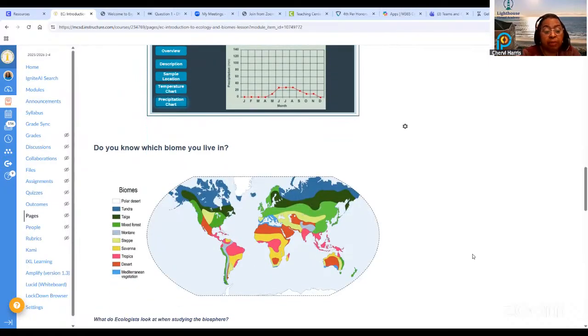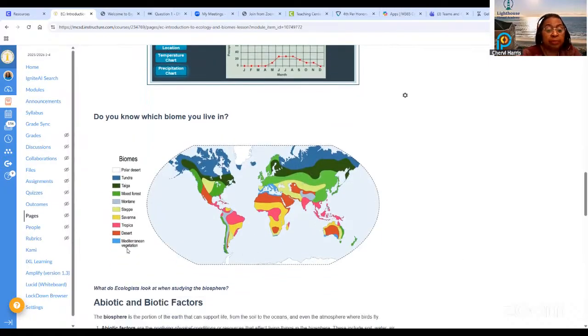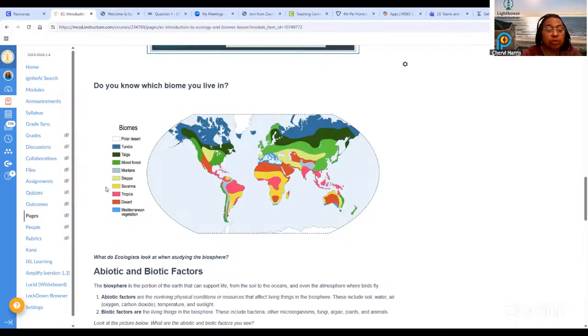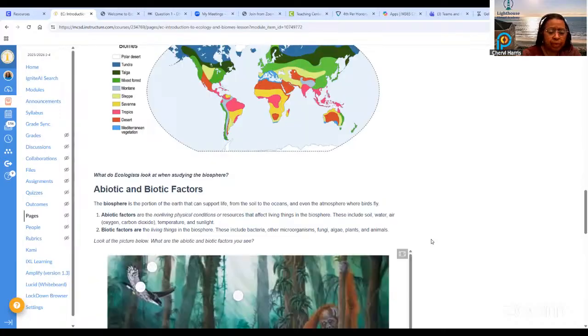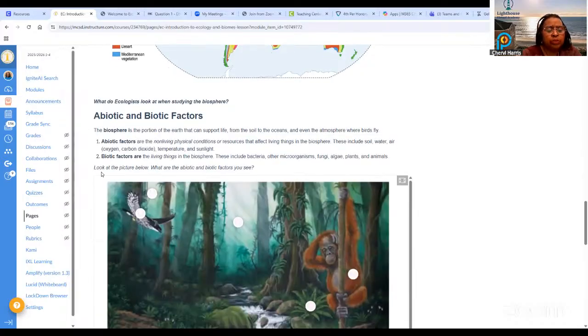All right, this is a color-coded map. You'll be given this map when we do our project, so that you can locate where the different biomes are on the planet. And again, these are the two words I was telling you that you need to know: abiotic factors are non-living physical conditions such as soil, water, air, oxygen, temperature, sunlight. Biotic factors, all the living things.